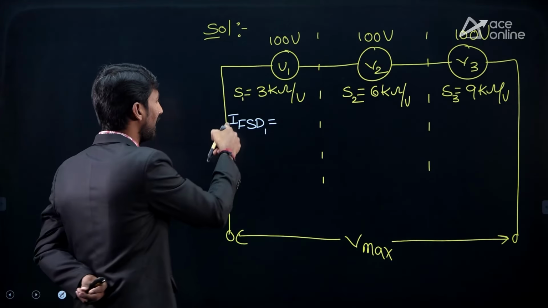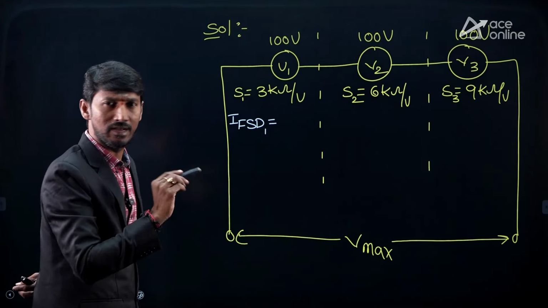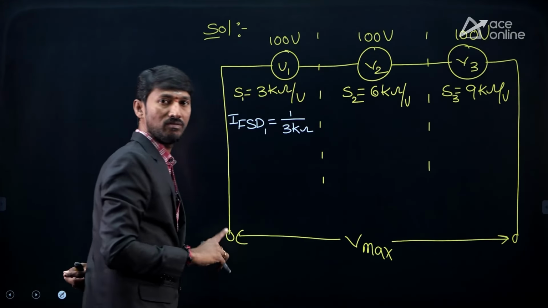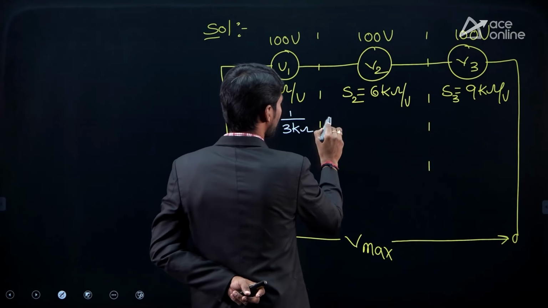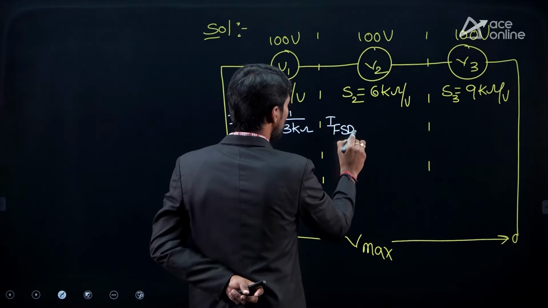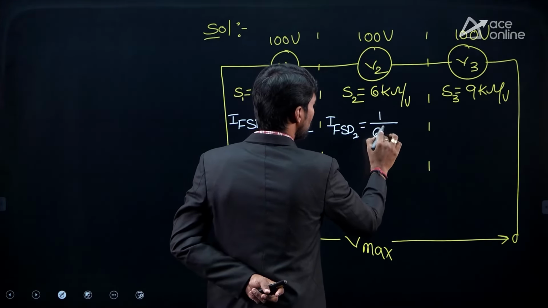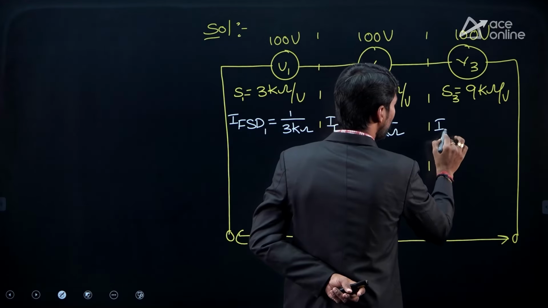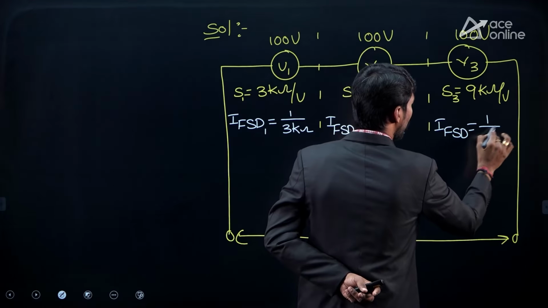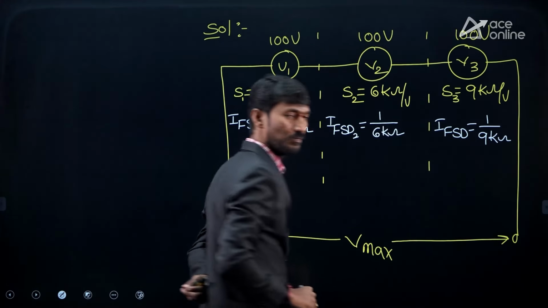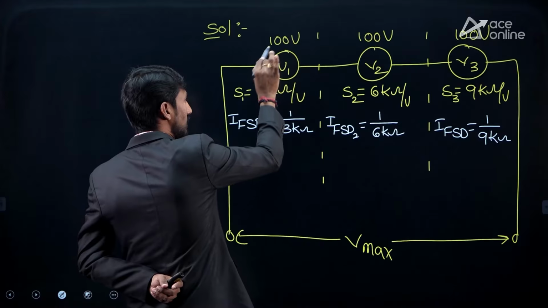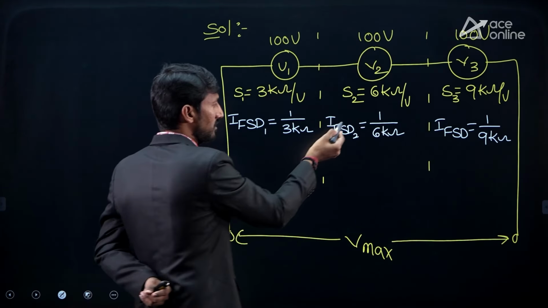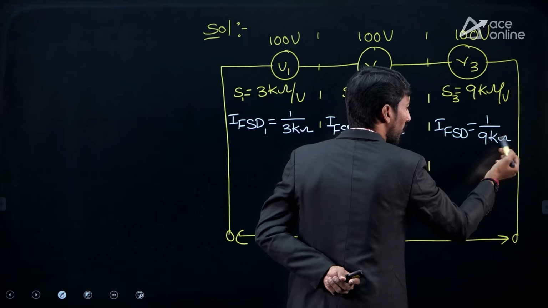What is the relation between IFSD and the corresponding sensitivity? Reciprocal. So therefore, 1 by 3 kilo ohm. Here, IFSD2, 1 by 6 kilo ohm. Okay. In the same way, IFSD3 is 1 by 9 kilo ohm. Now the question is, sir, this meter has the full scale value of 1 by 3 kilo ohm. This has 1 by 6 kilo. This has 1 by 9 kilo.